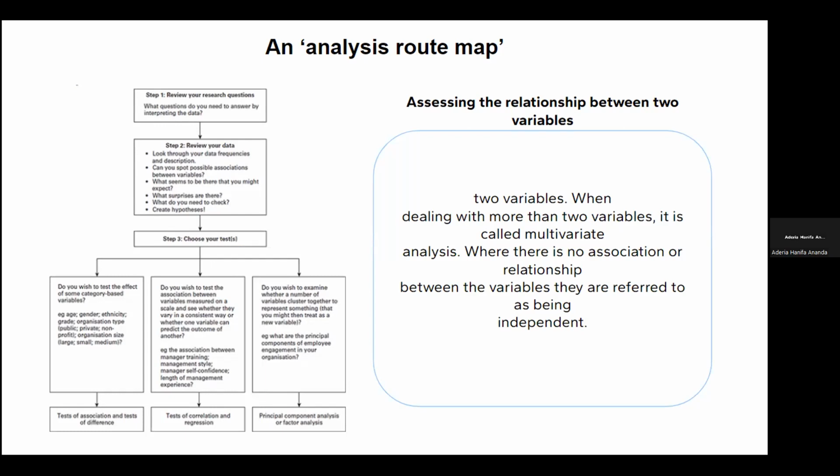We might also ask, do you wish to examine whether a number of variables cluster together to represent something that you might then treat as a new variable? For example, what are the principal components of employee engagement in your organization? It's principal component analysis or factor analysis. When assessing the relationship between two variables and dealing with more than two variables, it's called multivariate analysis. And where there's no association or relationship between the variables, they are referred to as being independent.